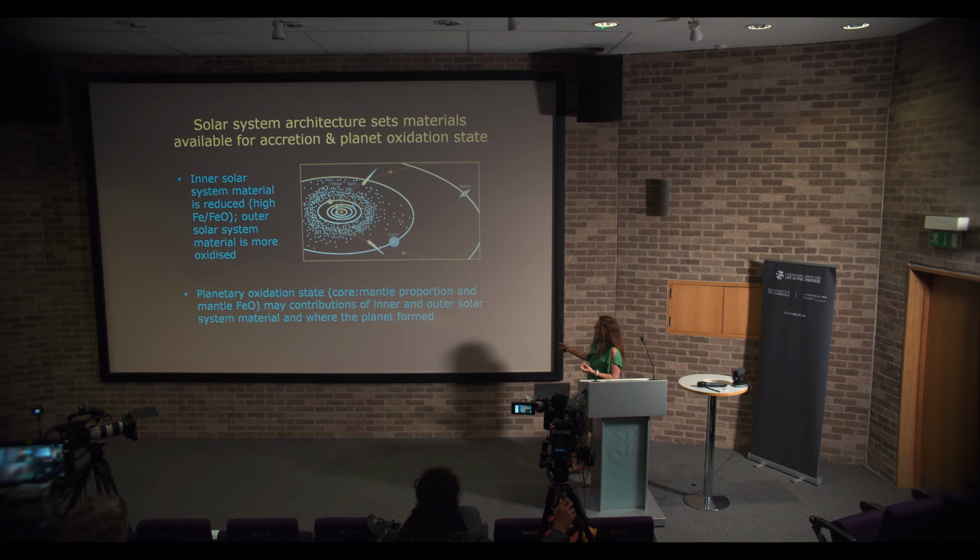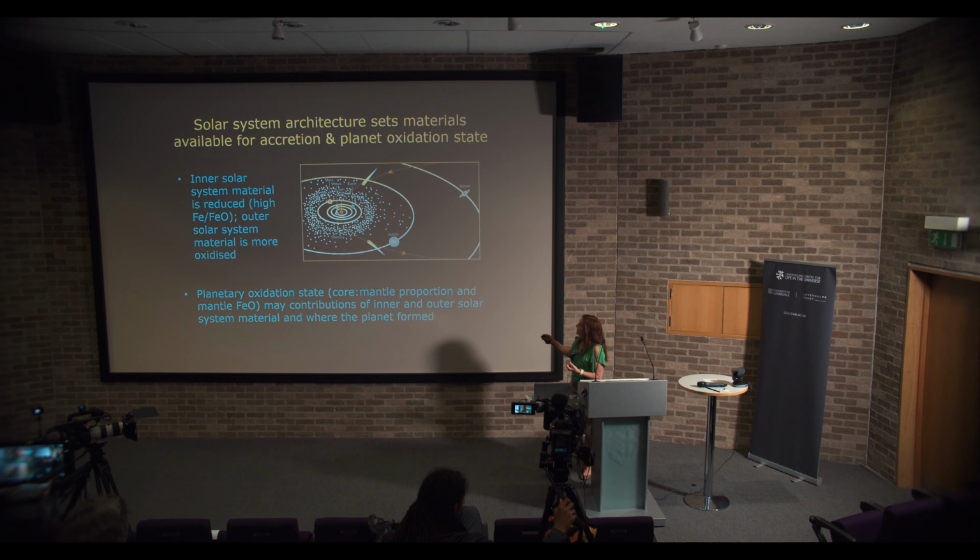And again, this image here echoes to some degree images that Mark showed. So we've got our central sun here, and you can see here we've got Mars, Earth, Venus. So these inner solar system planets likely formed from material that was quite reduced. In other words, a significant proportion of the iron locked up as iron metal.